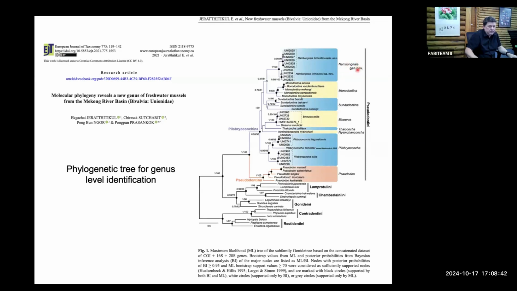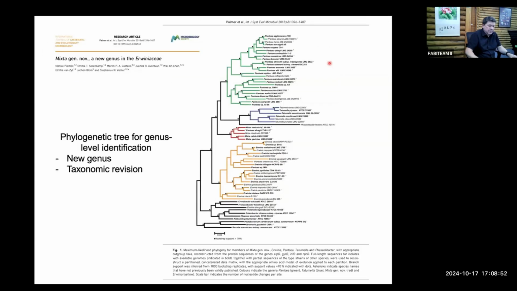Gen-Nov means null genus or new genus, which they then describe as a new genus, this group here, with two species. And then from our own group, we use phylogenetic analysis but at a genomic level, so a phylogenetic approach, to first identify a new genus.